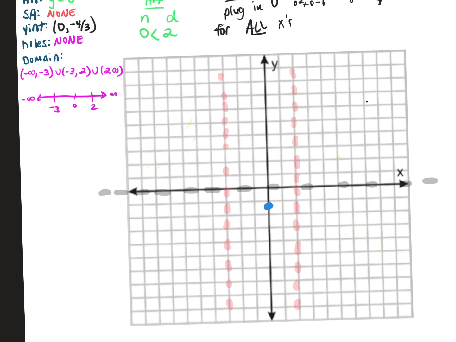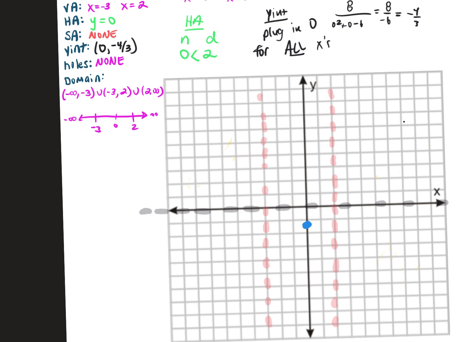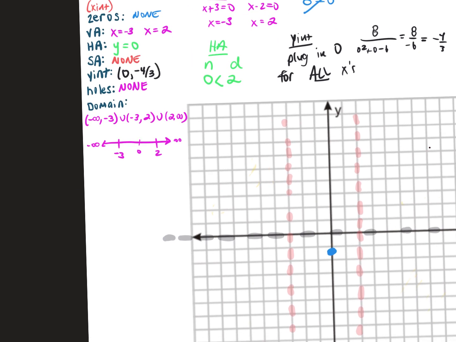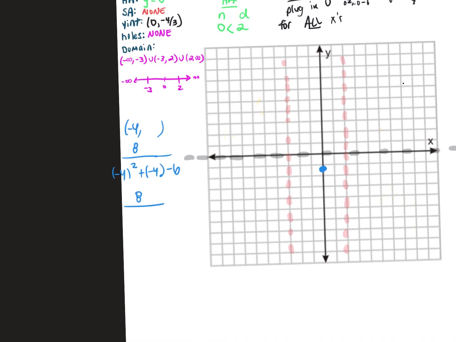Pick any number on the x-axis that is less than -3. It's got to be over here. Pick a number. -4. Okay. So I'm going to plug in -4 and see what I get out. I go to my original: 8 over -4 squared plus -4 minus 6. So we have 8 over, what's -4 squared? 16 minus 4 minus 6. What's 16 minus 4?